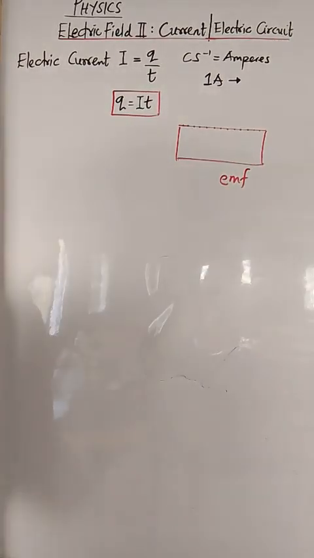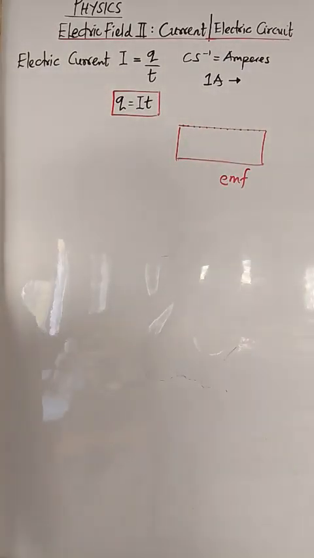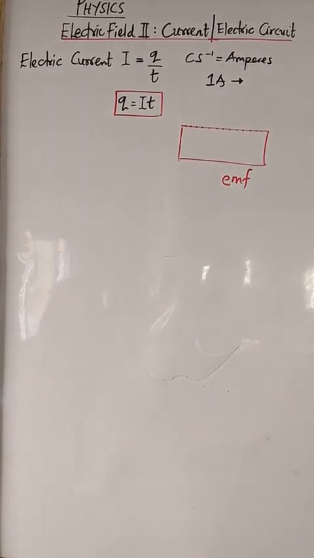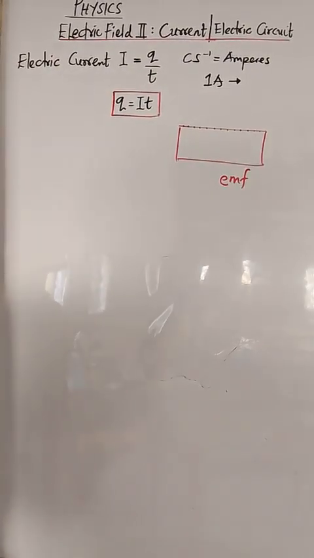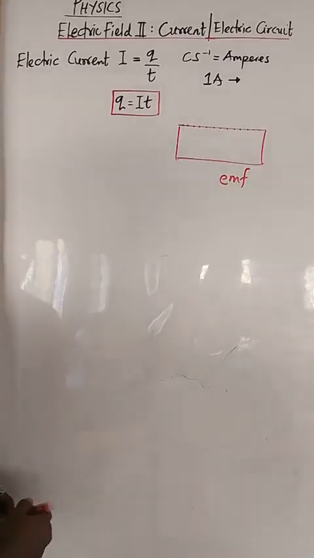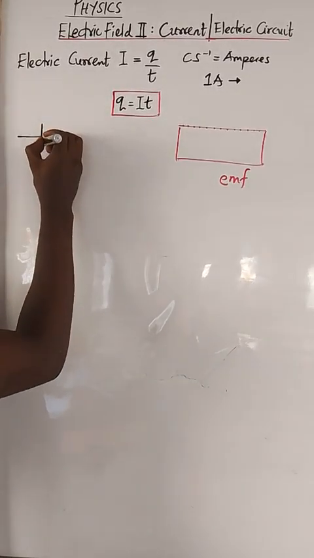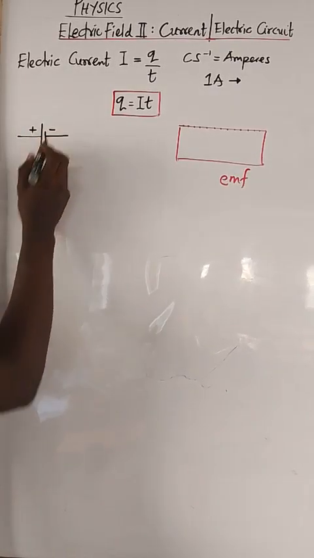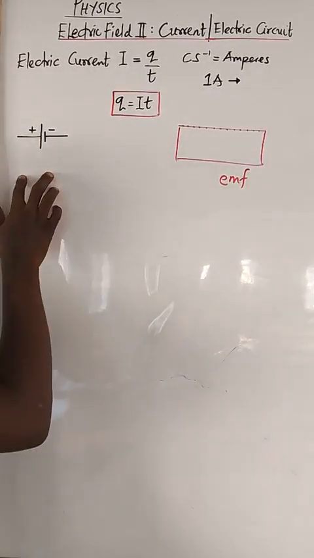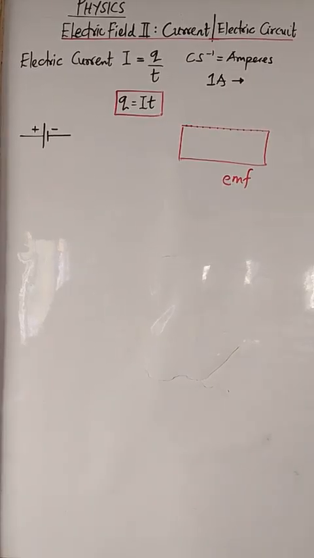Electromotive force. That's the force required to drive electrons around a circuit for us to have what we call electric current. So we have different sources of EMF, electromotive force. One of them is what we call electric cells. The symbol for an electric cell is seen like this. This is the positive terminal, the negative terminal. So what do electric cells do? They create what we call potential difference. Whenever there is a potential difference, current flows.